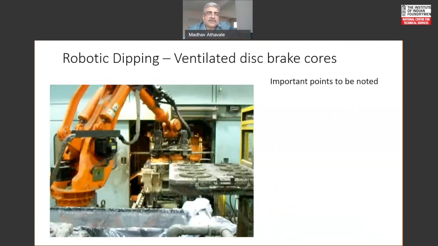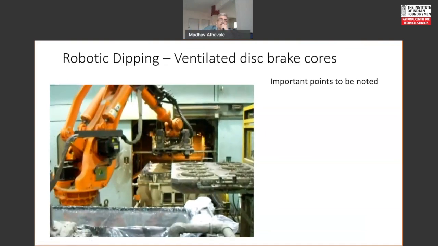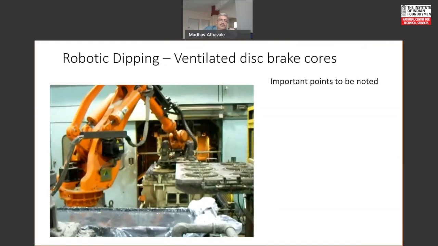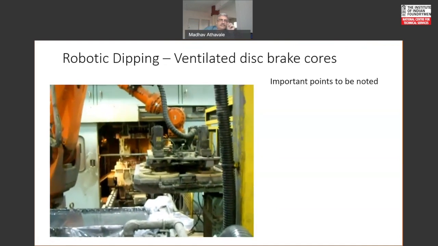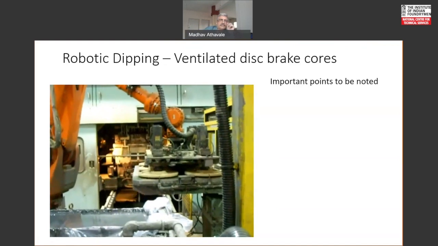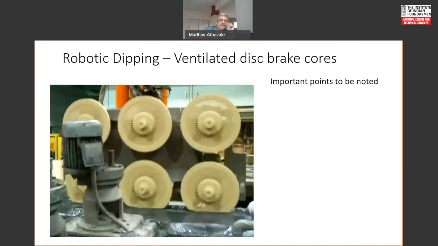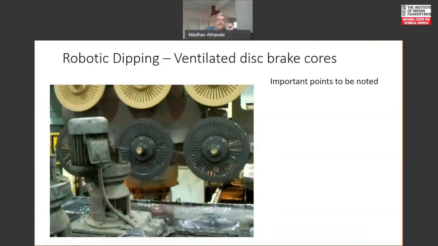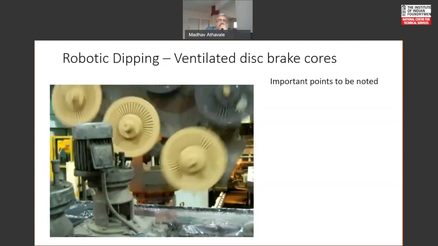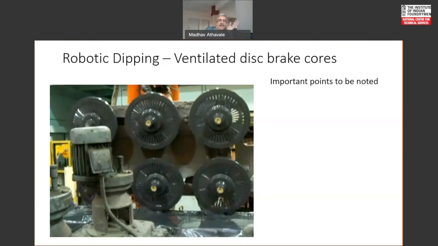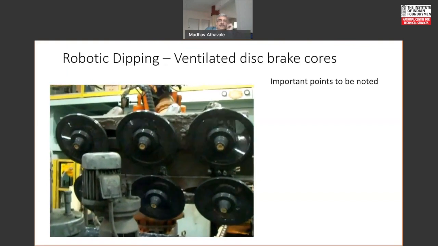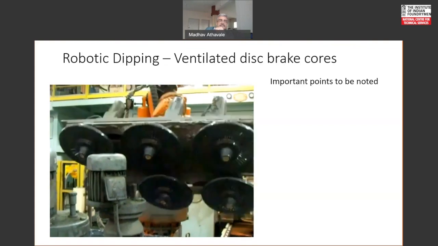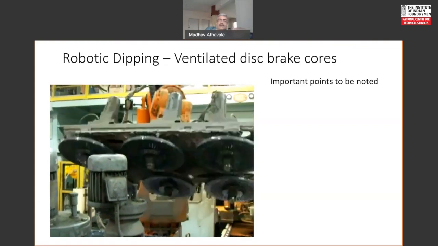So here is a case of robotic dipping of a ventilated brake disc core. There is a core shooter, then adjacent to that is this robot which is picking up the cores from the core box. They are getting trimmed. Then they are spinning, they are rotating as they get dipped inside the coating bath. Then the other two sets, so all of them are getting spun at least 3 times. It is also tilted to ensure that excess coating goes off, plus again it is spun again. And then it will be placed for drying immediately.